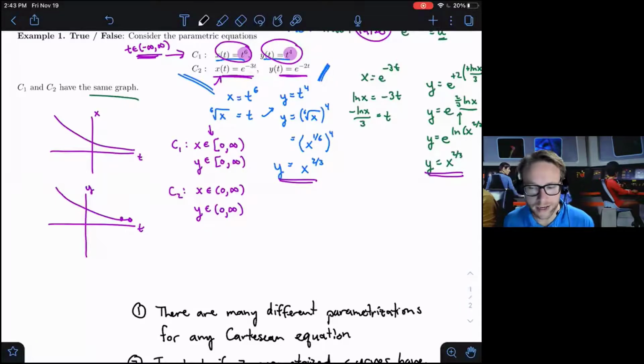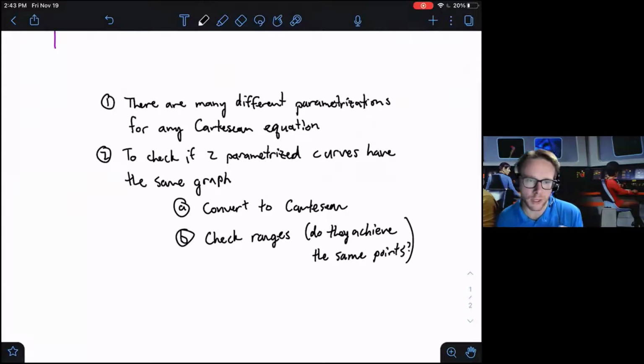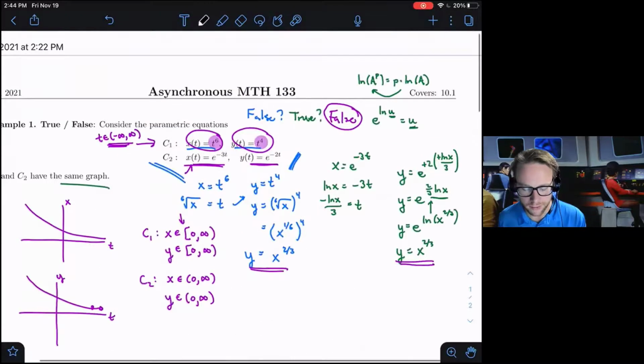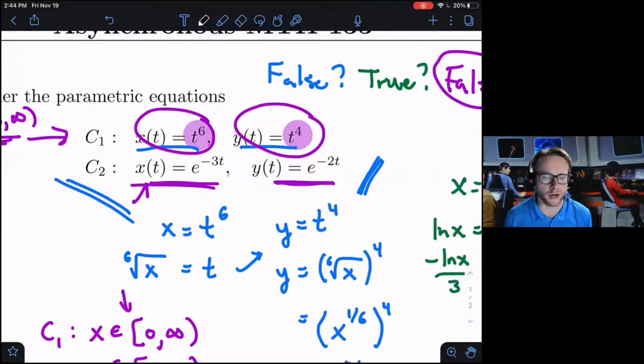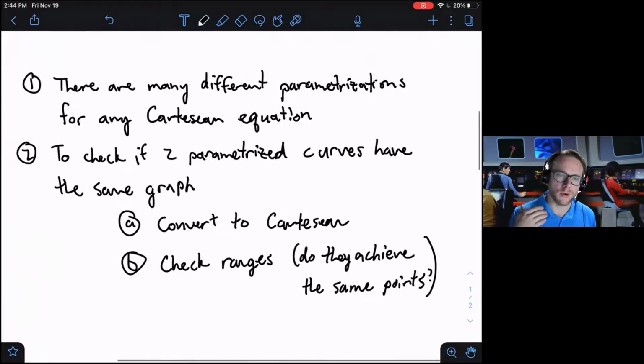So the main takeaways I want you to get from this, right, is that first of all, this conceptual idea that there are many different parameterizations for any Cartesian equation. And they can look very different, right? I mean, these things look quite different from one another. And in order to check if two parameterized curves, two equations that you're given, have actually the same graph, what we need to do is, first of all, convert to Cartesian, right? If they don't have the same Cartesian equation, then you're kind of out of luck. They don't have the same graph then.